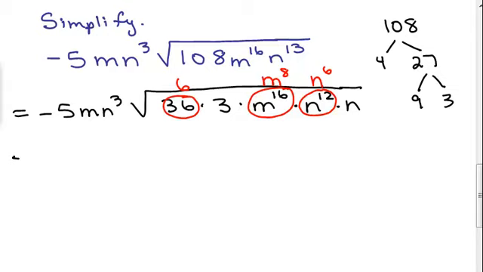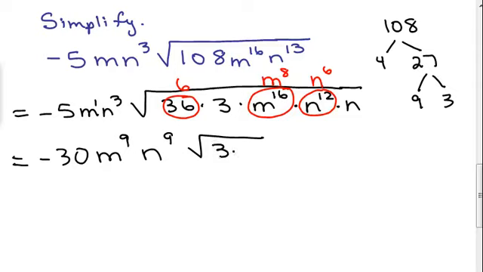So let's do that. We have negative 5 times the 6 will give you negative 30. I have m times m to the 8th. Remember, that's m to the 1st, even if you don't see it. So that's going to give me an m to the 9th. We have n cubed times n to the 6th. So if I add those exponents, I get n to the 9th as well. Same exponent, just happened to turn out that way. And I still have a 3 and an n underneath the square root. So that is the simplified answer.